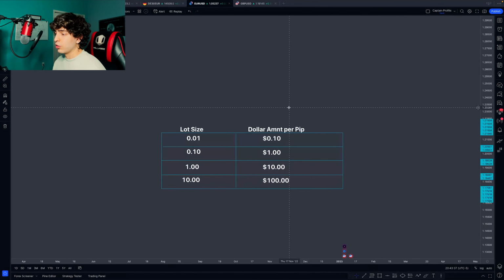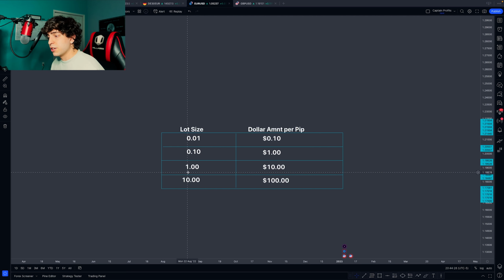Here are 4 different lot sizes. And here the smallest lot size we have is a 0.01, which means per pip, this is going to give us 10 cents. So if we were to make 10 pips on a 0.01 lot size, that would make us $1. And then for this 0.10 lot size, the amount per pip is $1. So 10 pips with this lot size would give us $10.